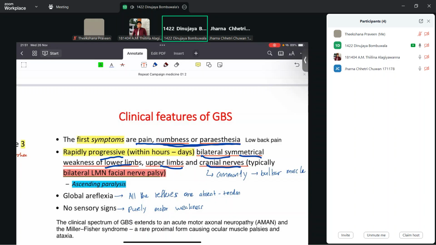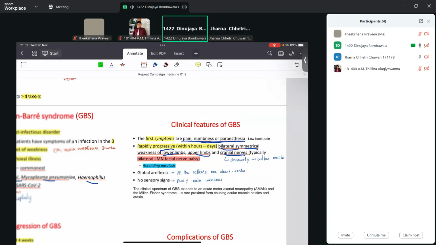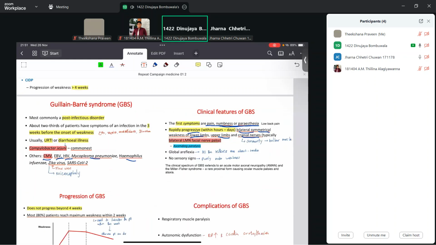And no sensory signs, it's not true. Even though Chancellor said that at that time, there can be patients with sensory signs, but mostly not. So progression wise, there are two things.